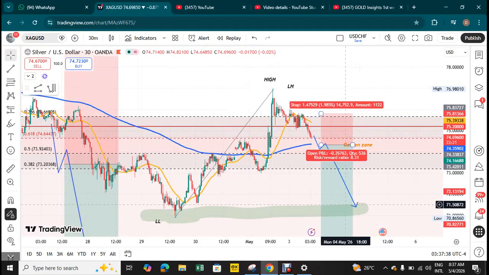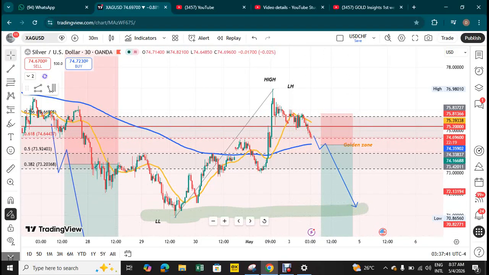All right guys, that's that for this pair. We would continue. I would also advise if the signal is going to be ready on silver.